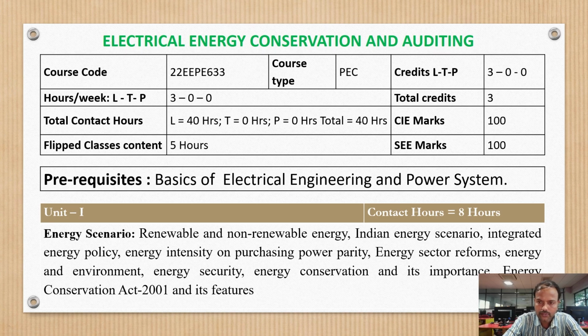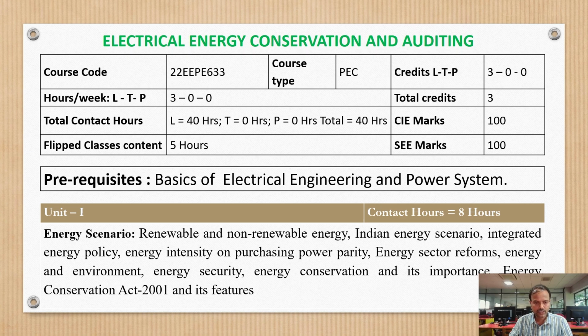And it comprises of 5 units. Unit number 1 will be giving details about the energy scenario, wherein we'll be discussing renewable and non-renewable energy sources and the Indian energy scenario. So what is the current energy scenario, and energy policy, energy intensity, purchasing power parity, energy sector reforms. All these things will be discussed in unit number 1.